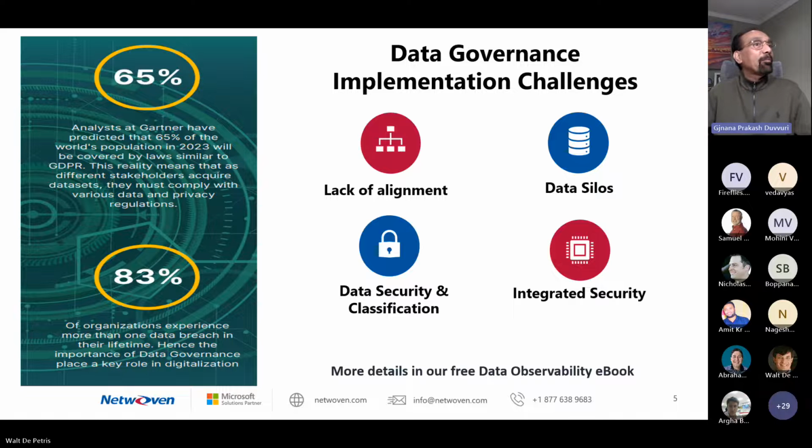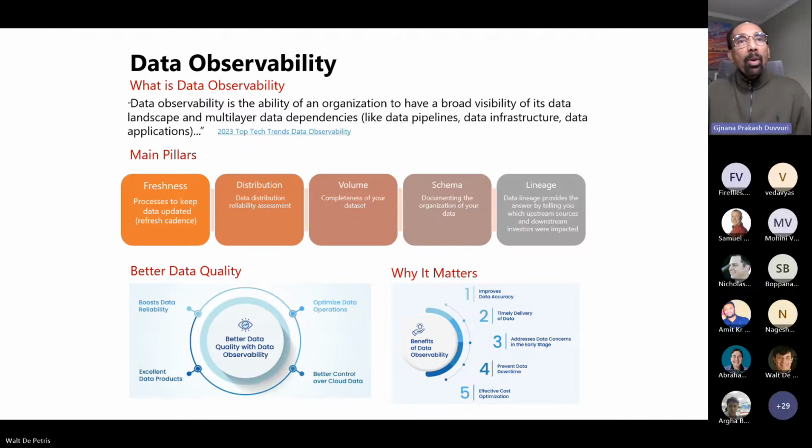Next slide. And we are bringing the concept of data observability. It's not a new concept, but we practice it very well in Netwoven. At the same time, Microsoft also practices it. As for Gartner, what does data observability mean? The ability of an organization to have broad visibility of its data landscape and the multi-layer dependencies, like data pipelines, data infrastructure, data applications. Okay, this is the broader definition given by Gartner, and we took that as a reference.